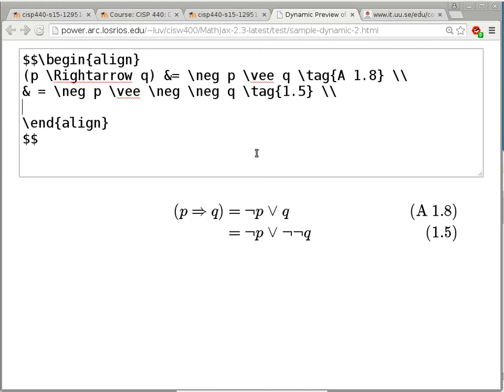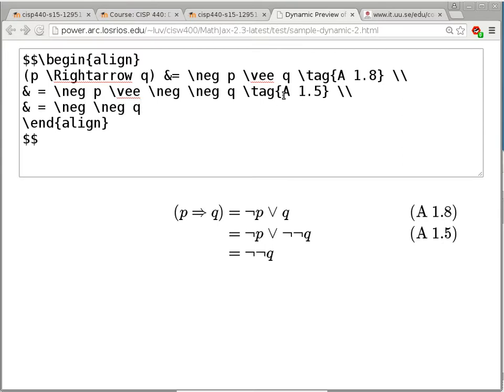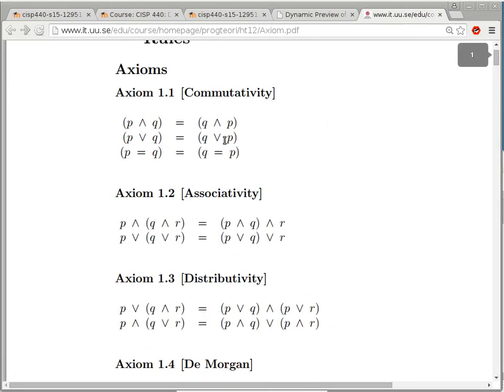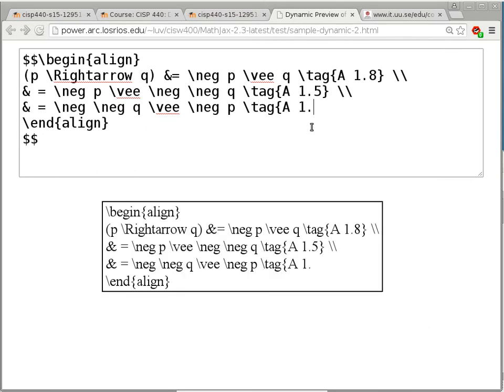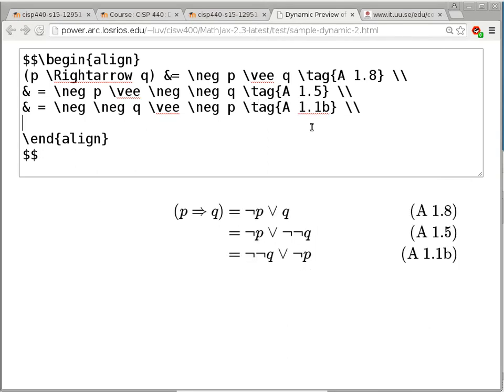If not, it's not going to be a bad move because it doesn't really do much. It's just exchanging the positions. So we'll go ahead and do that. We'll move the negation of the negation of Q onto the left-hand side and move not P to the right-hand side. And this is the commutative law of disjunction. So we'll call that 1.1b because it's only for the disjunction. So we'll tag it as 1.1b, like that. Okay.